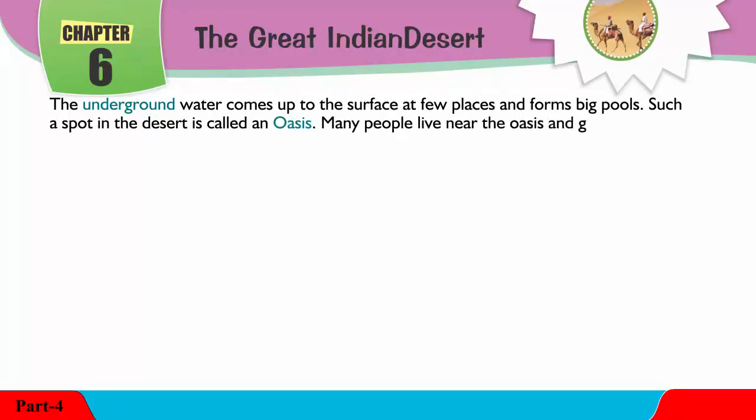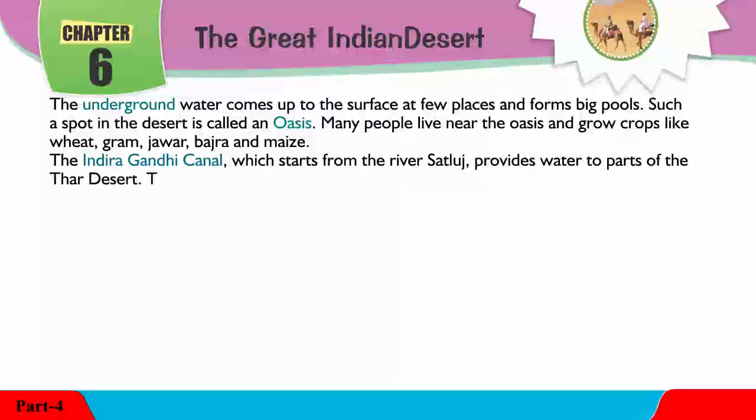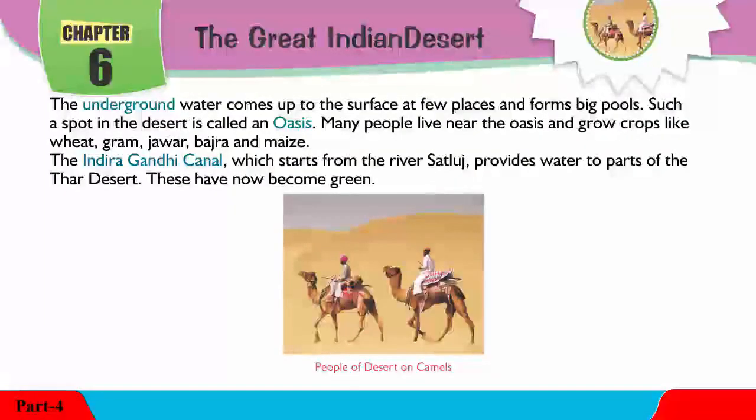Many people live near the oasis and grow crops like wheat, gram, jowar, bajra and maize. The Indira Gandhi Canal, which starts from the river Satluj, provides water to parts of the Thar Desert. These have now become green. People of the desert on camel.